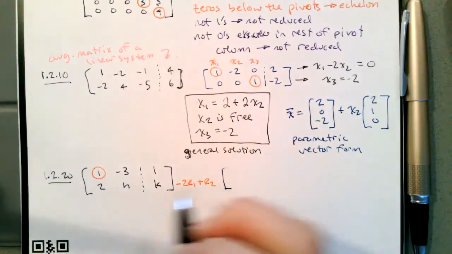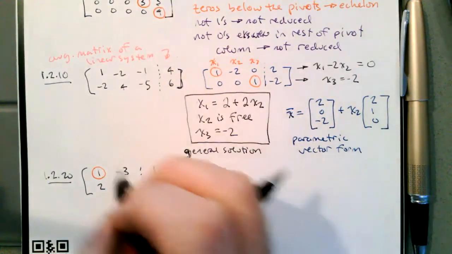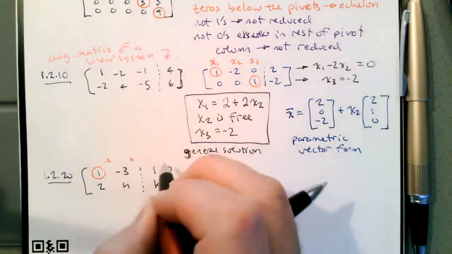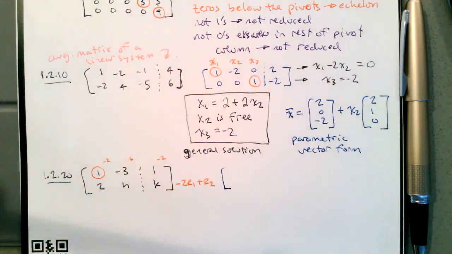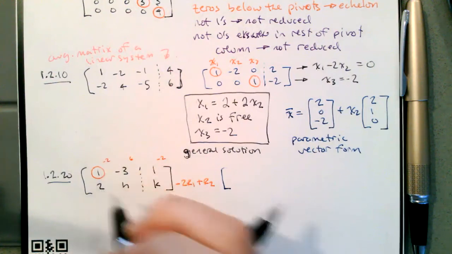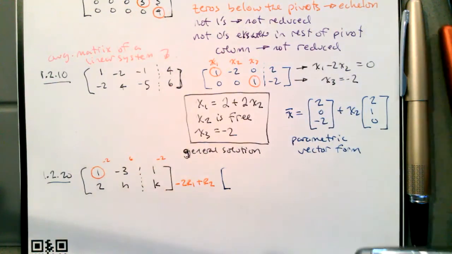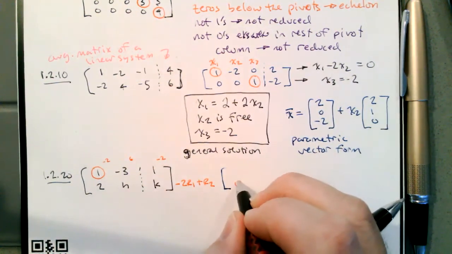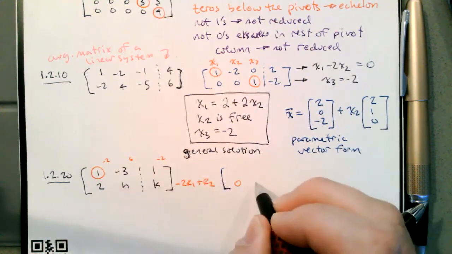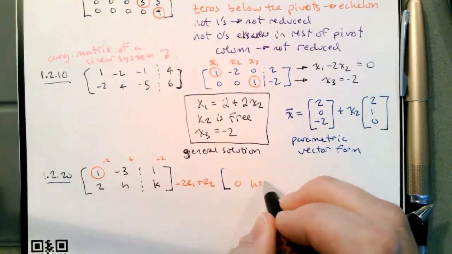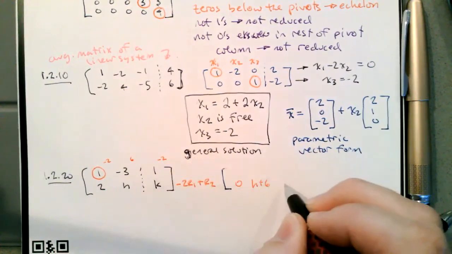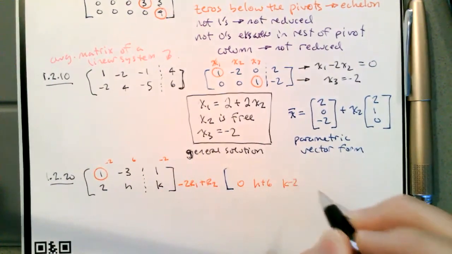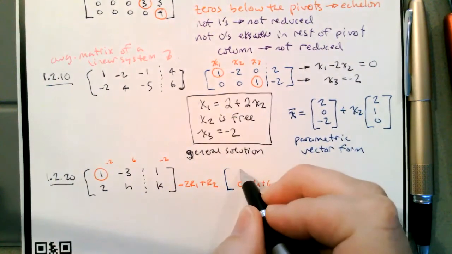The first row I'm not changing, but let's see. I'm going to do -2, +6, and -2. -2 and 2 is 0. 6 and h is h plus 6. -2 and k is k minus 2. Here's my new row 2.